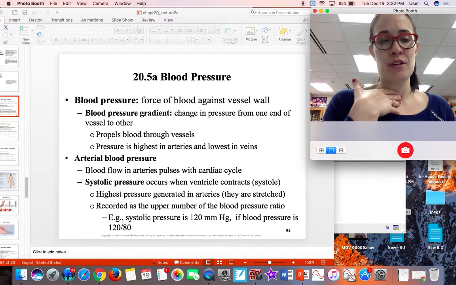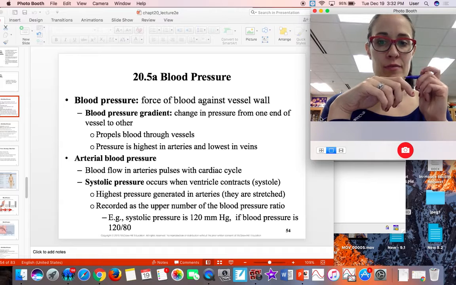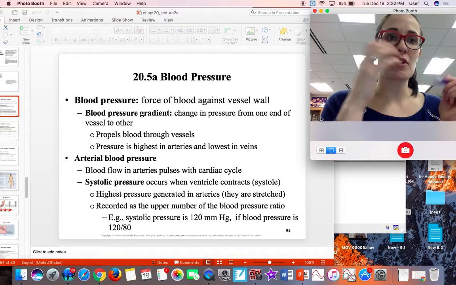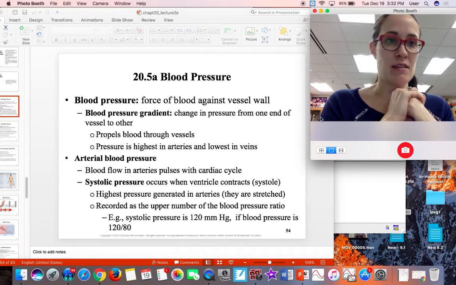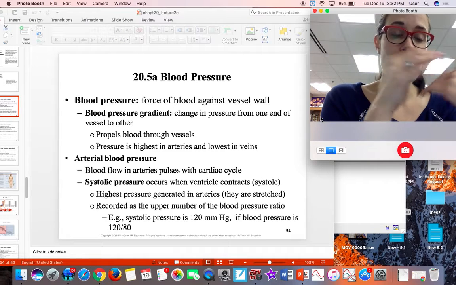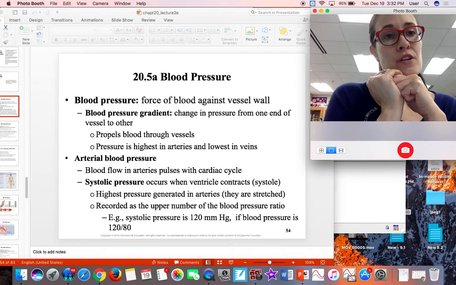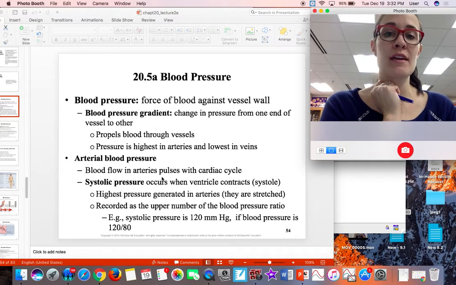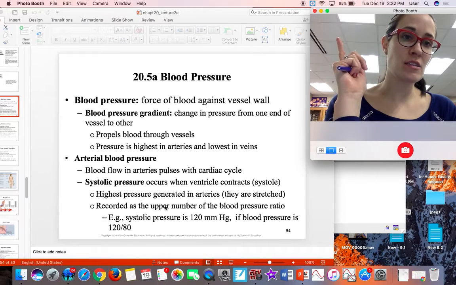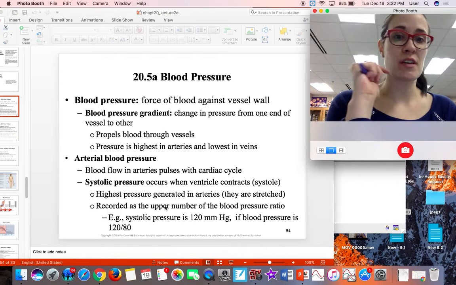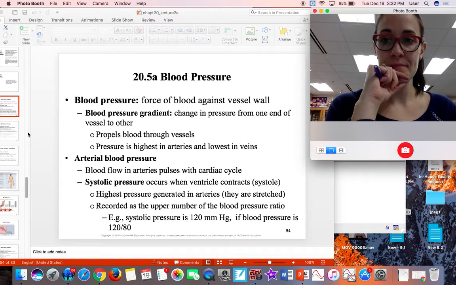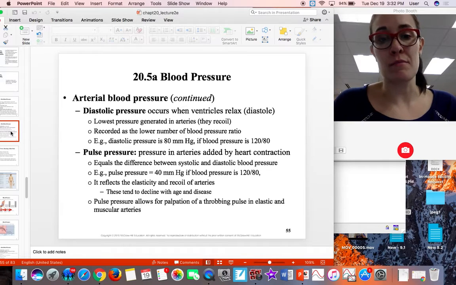When somebody takes your blood pressure, they get two numbers. The top number is referred to as the systolic pressure. A typical blood pressure would be 120/80, which is average for most humans. That top number, 120, is the systolic pressure. What produces that top number is when the ventricles are in systole, when they're contracting. It's the highest pressure of blood that can be pushed against the walls of the arteries, so they're maximally stretched there. And it's measured in millimeters of mercury.